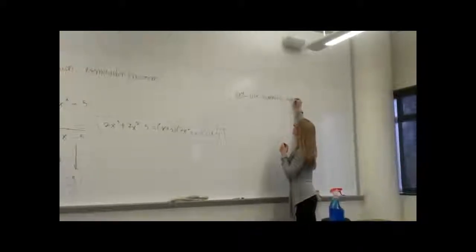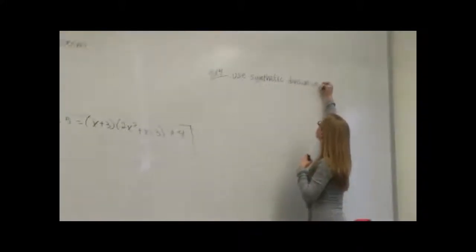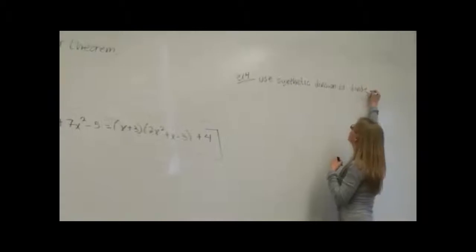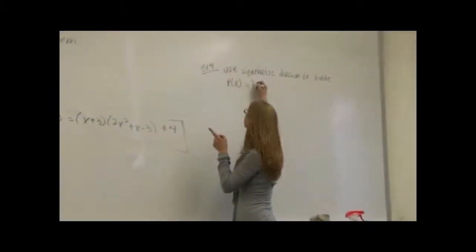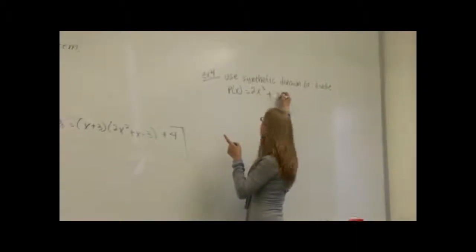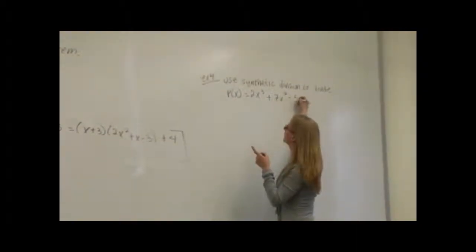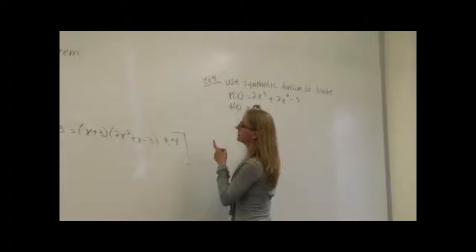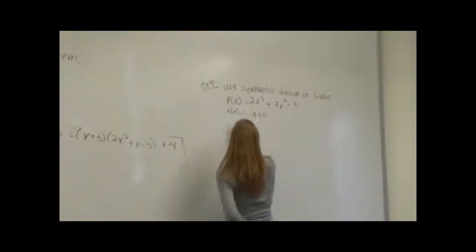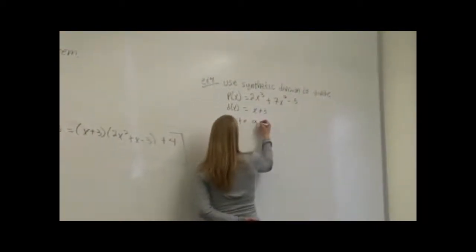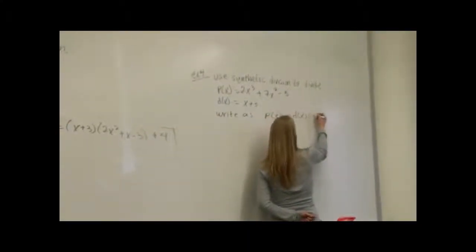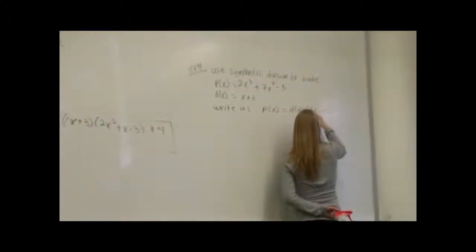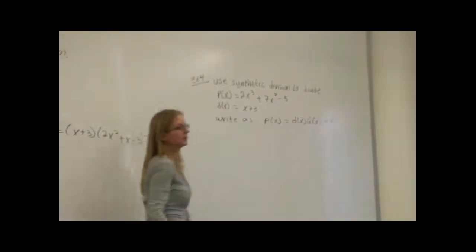Synthetic division to divide, and I'm going to do the same question. So P of x is 2x cubed plus 7x squared minus 5. And then d of x is equal to x plus 3. And I'm still going to ask you to write it as P of x is d of x times q of x plus r, in terms of quotient plus the remainder.